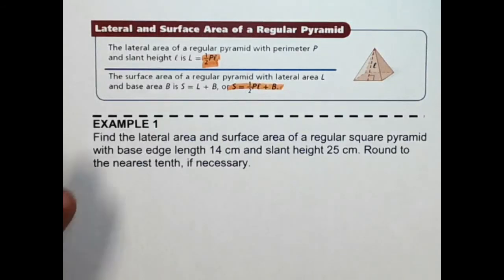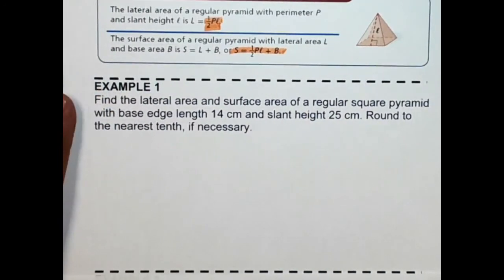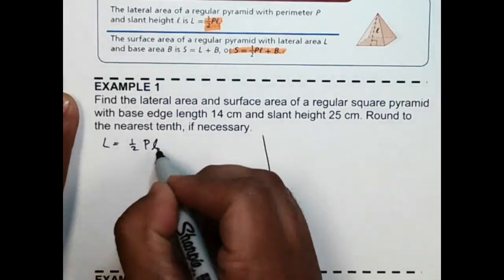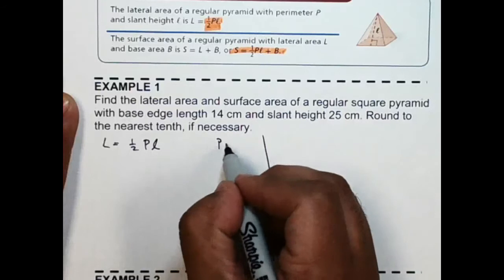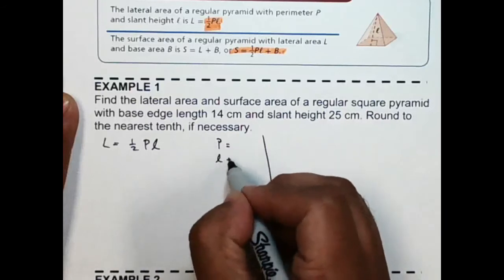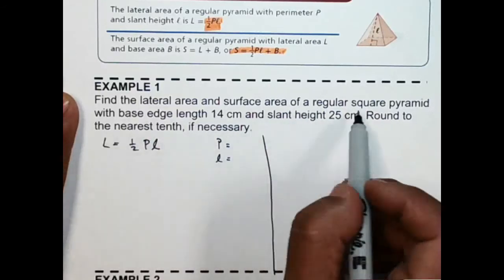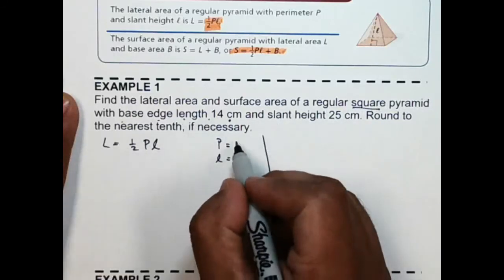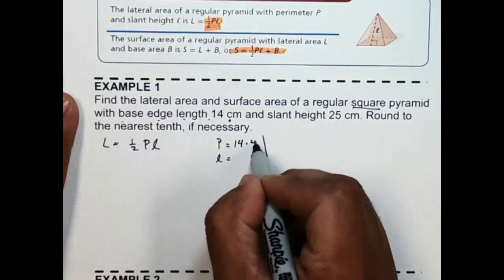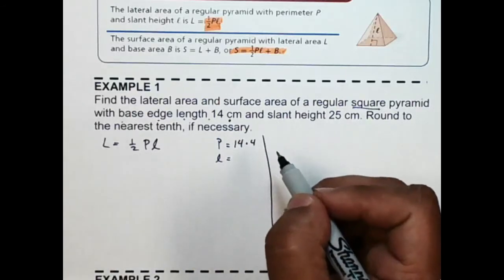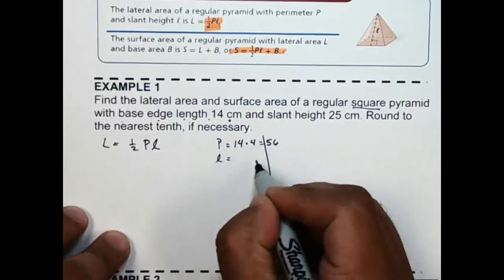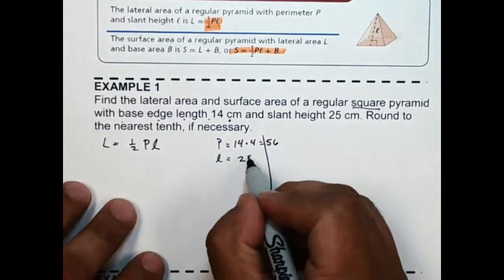Alright, so let's split this up. We need to find the lateral area first of a square pyramid. So my lateral area is equal to 1/2 P times L. Again, good habit to get into: go ahead and find P and L so that all you have to do is substitute. It says it's a square pyramid with a base edge length of 14 centimeters. Because it's a square, it's going to be 14 times 4 for my perimeter, which ends up being 56. And then the slant height is 25.